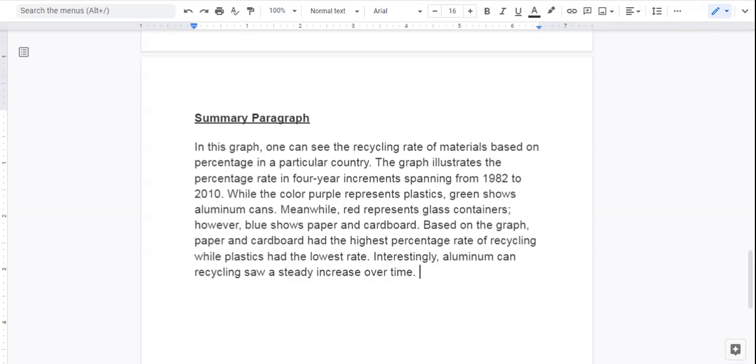So let's see what we have overall with 6 minutes remaining. In this graph, one can see the recycling rate of materials based on percentages in a particular country. The graph illustrates the percentage rate in 4-year increments spanning from 1982 to 2010. While the color purple represents plastics, green shows aluminum cans. Meanwhile, red represents glass containers, however, blue shows paper and cardboard.